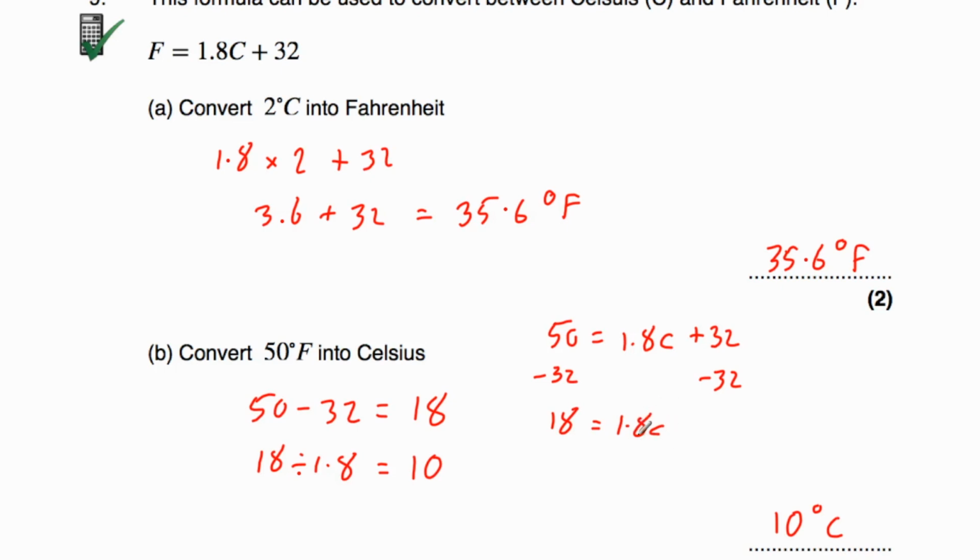Now we don't want 1.8 times c, we just want c, so we need to do the opposite to get rid of the multiplying by 1.8. So let's divide by 1.8 and divide by 1.8. 18 divided by 1.8 is 10, and on our right hand side of our equation we had 1.8c. We divided by 1.8 to get rid of the 1.8, so we're just left with 1c or just c. So c is equal to 10, and that's our answer. So you can do that part B in two different approaches, using an equation or working backwards.